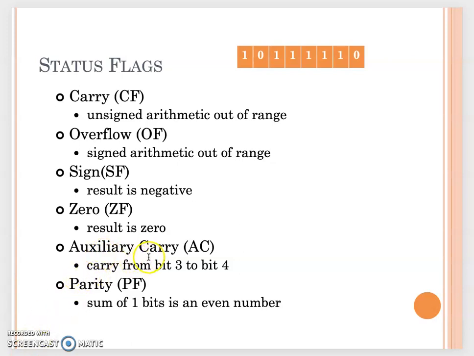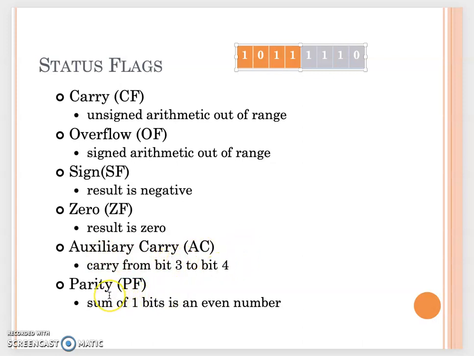Then we have the auxiliary carry flag. This one is like the carry flag, but we call it the auxiliary carry flag because you carry from bit 3 to bit 4. You see here, 1 byte is 8 bits, so we only consider the last 4 bits. If bit 3 carries over to bit 4, then the auxiliary carry flag will be set.